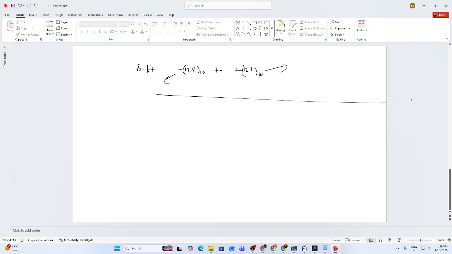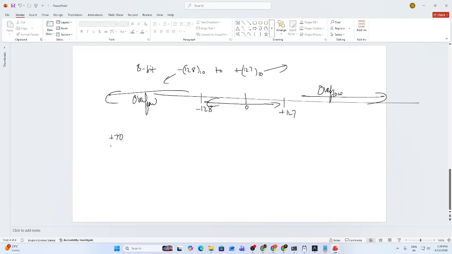If you represent it on a number line, this is 0. You can represent minus 128 to plus 127. If you get a result within this range, fine, but if you get a result in this range or in this range, this is called overflow. So how to detect the overflow? There is a specific mechanism in this method to detect an overflow. For example, you do plus 70 plus 80, you get plus 150.